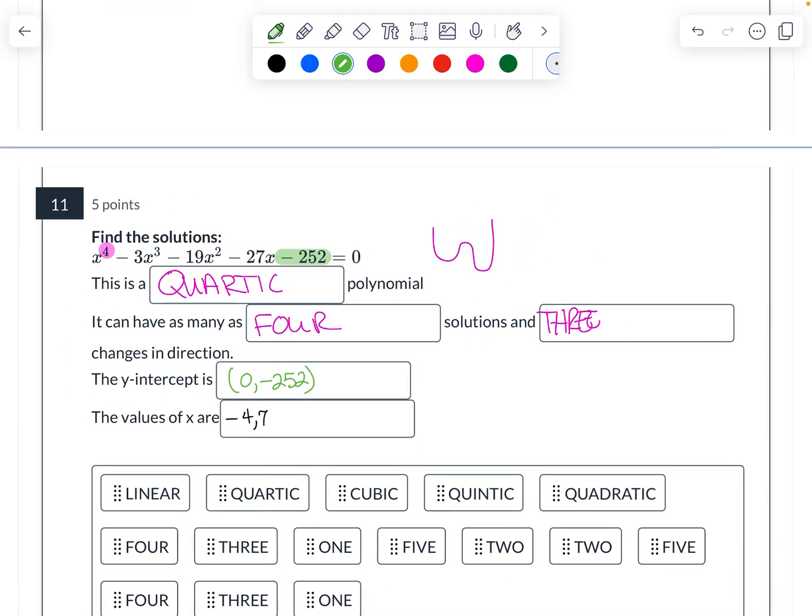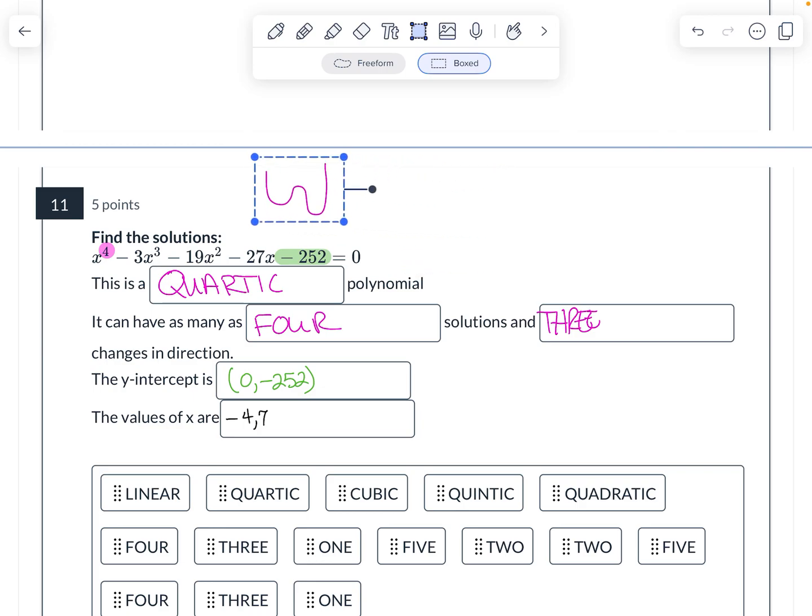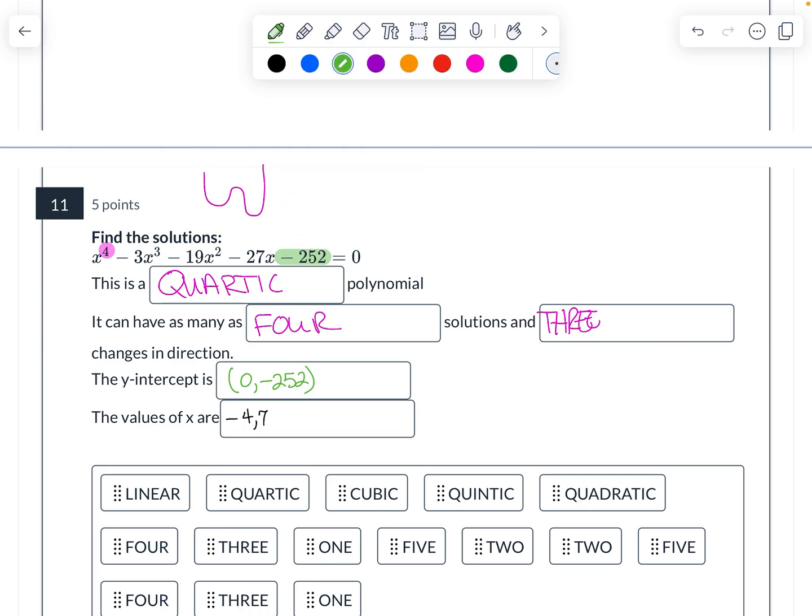So here's what we're going to do. Let's first of all get this out of my way. All right. We know one of the answers is negative 4. So we are going to take the coefficients, which are 1, negative 3, negative 19, negative 27, and negative 252, and write them down.